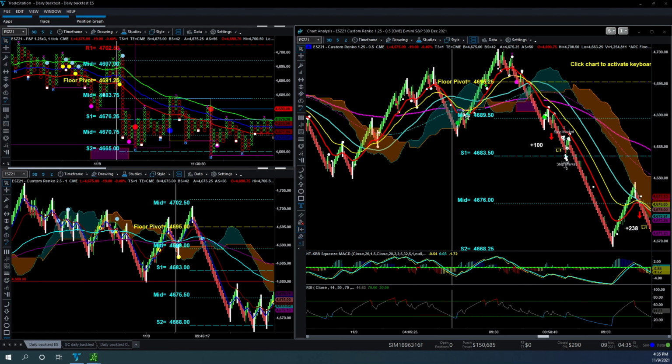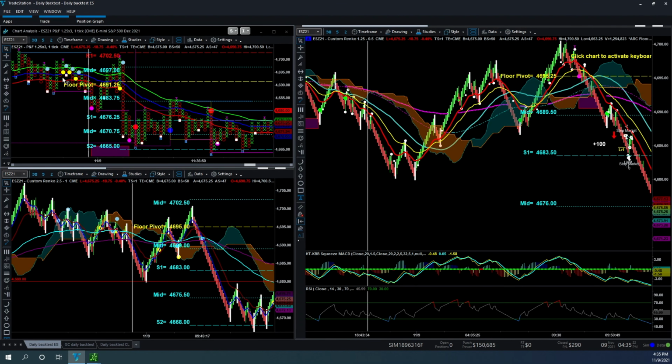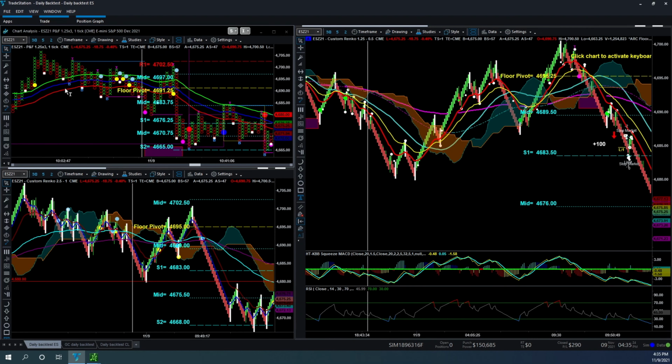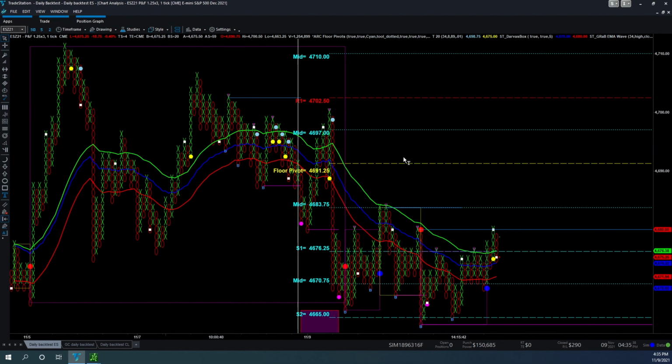So this is the S&P 500. If you see here, we came to the session out of this area right here in the Renko, in the point and figure chart. So let's expand this one a little bit to see what it did. So we were in this area.